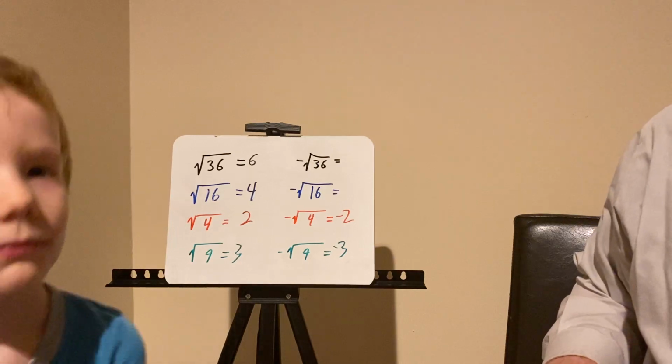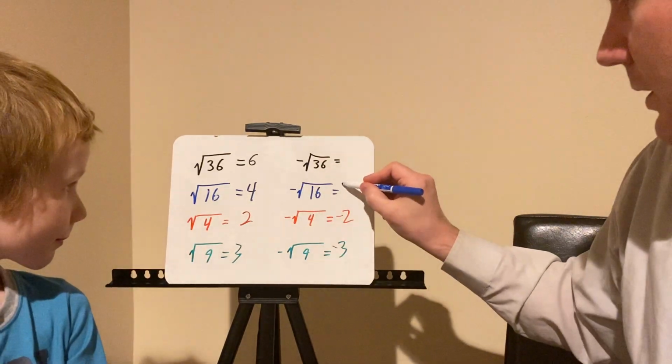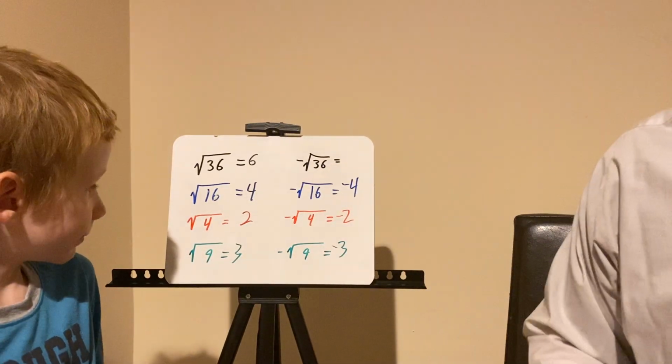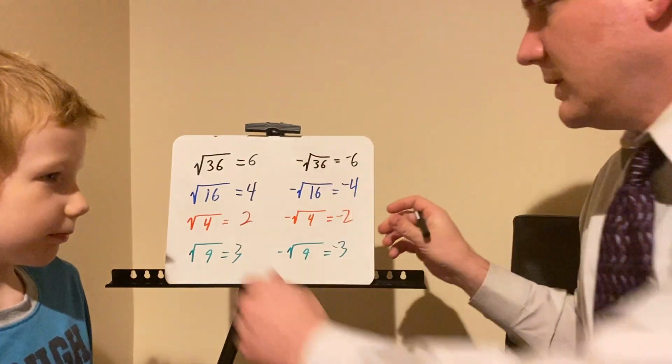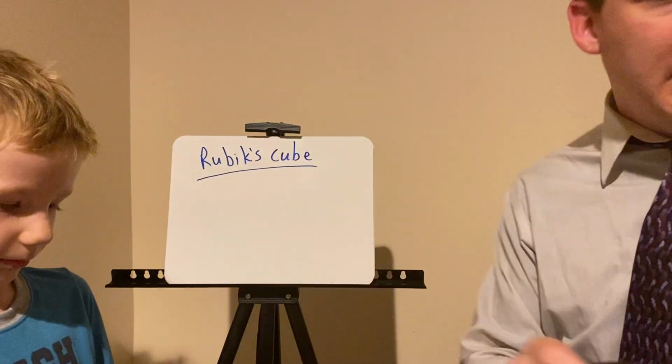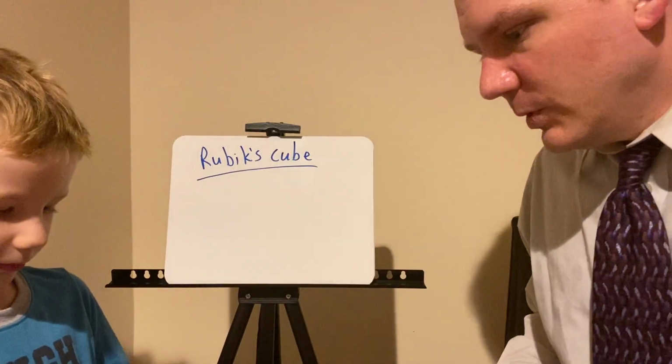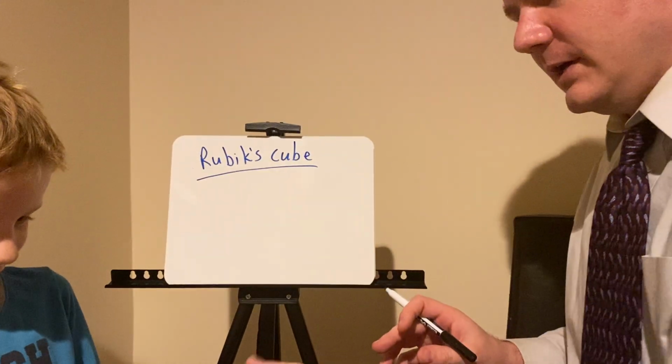And the square root of 16 would be 4, but negative 4. And the square root of 36 would be 6, but actually negative, because we have the negative sign there. All right, now the Rubik's Cube. We talked about this. Don't unsolve it. You're going to see it.